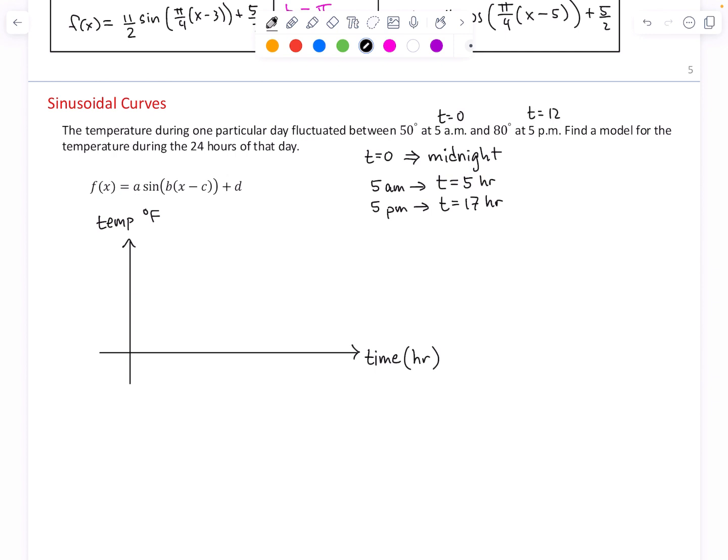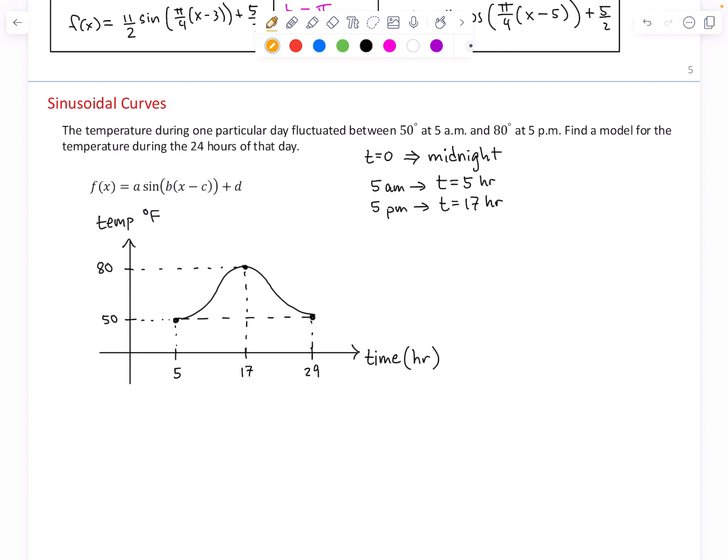You get to choose. But going with this frame of reference, when t is 5, the temperature was 50 degrees. And this does not need to be to scale. 12 hours later, when t is 17, the temperature reached a maximum of 80. So 12 hours after that, at time 29, or 24 hours after 5 a.m., we expect the temperature to return to 50. And we expect a sinusoidal curve that connects these data points.